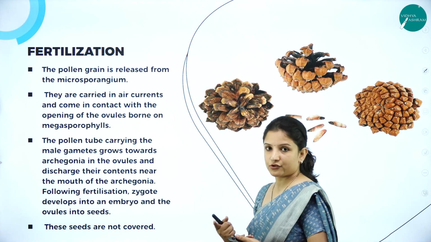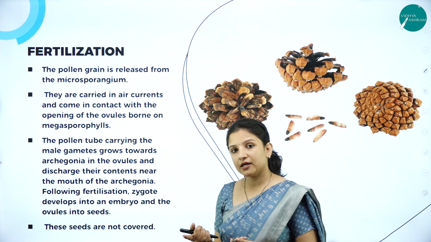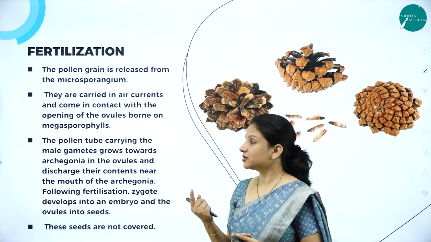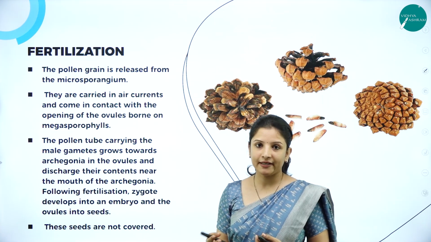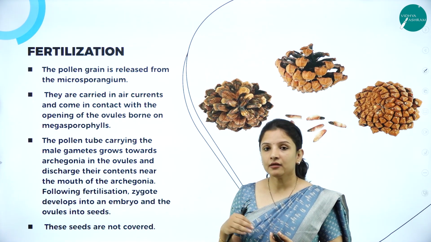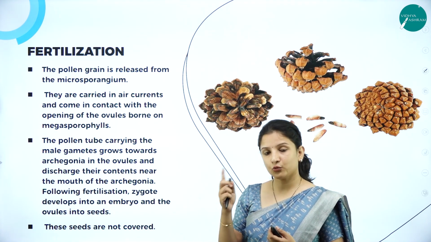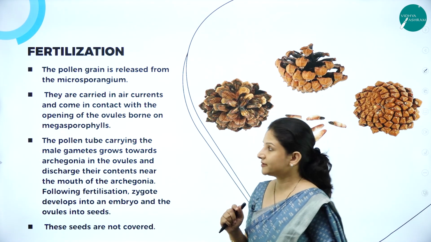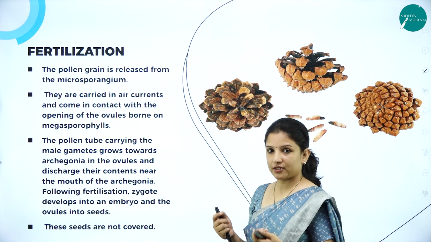From where did the megaspore come? The megaspores are produced from the nucellus, right? Some of the cells of the nucellus formed 4 megaspores. In that, one megaspore will take part in the fertilization process. So, let's learn about the fertilization.